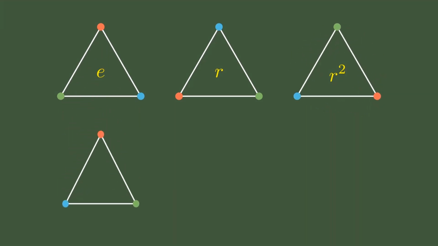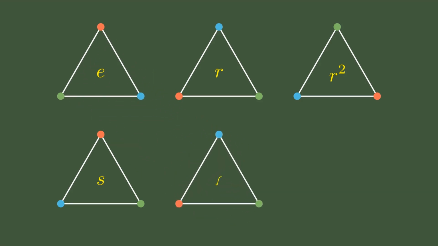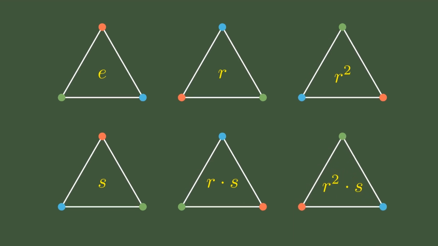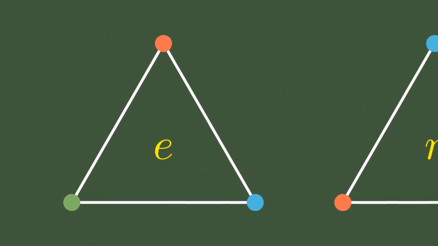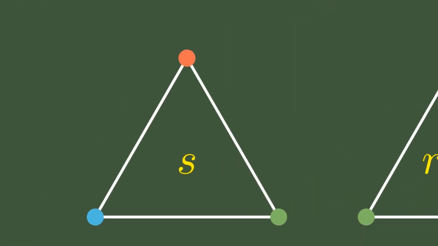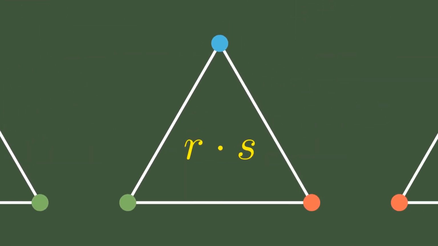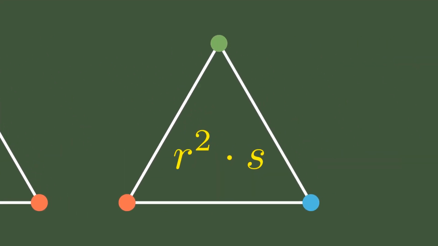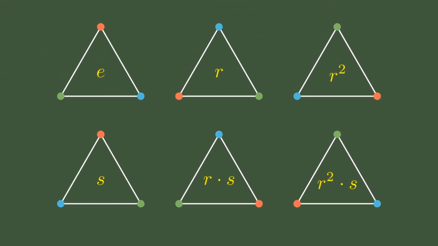Now let's find the other symmetric operations which are possible. We have a reflection here which is denoted by S. Then we can have a rotation followed by a reflection which becomes R into S. Similarly, we can have a double rotation R square followed by a reflection which becomes R square into S. You can see that all these 6 elements are unique. The orientation of dots is not the same in any 2 of these 6 elements. Now these are the 6 elements of the dihedral group D3.